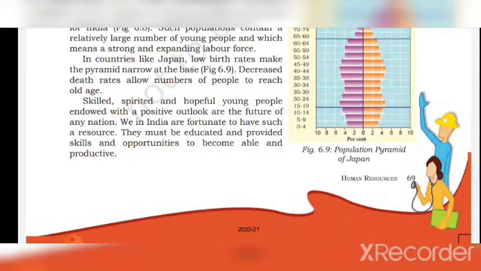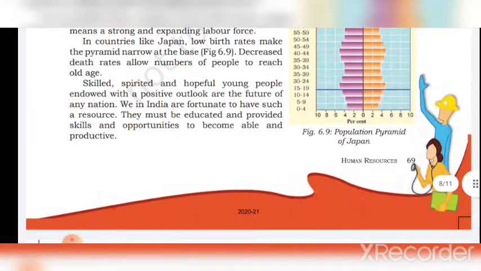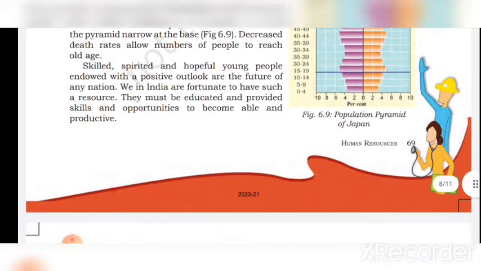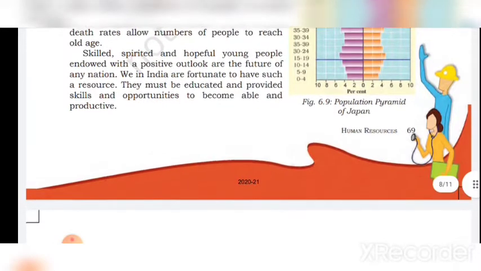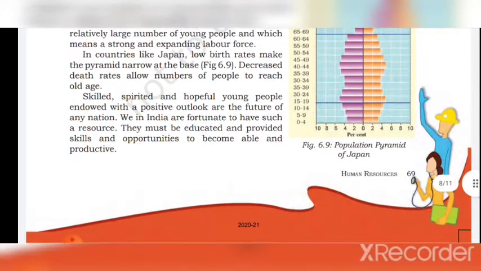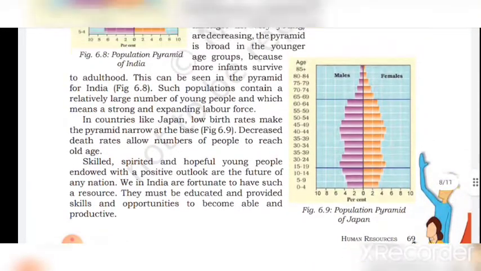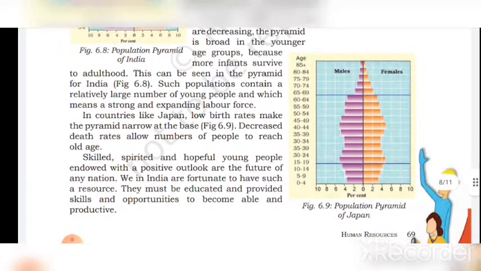Figure 6.9. Decreased death rates allow numbers of people to reach old age. Skilled, spirited, and hopeful young people endowed with a positive outlook are the future of any nation. We in India are fortunate to have such a resource. They must be educated and provided skill and opportunity to become able and productive. Figure 6.9, population pyramid of Japan. Male, female.